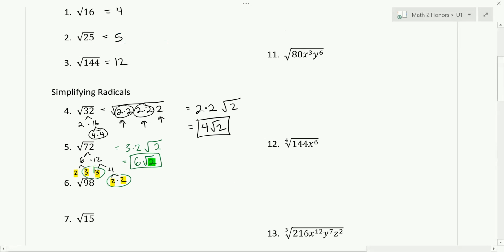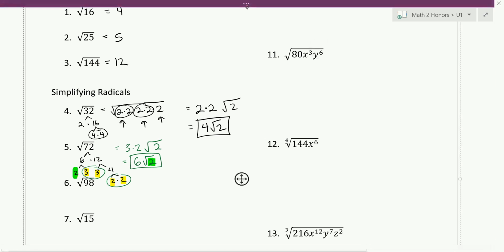So this 2 comes from this one here. I choose the one that's not circled. So the pairs that I circled, I'm able to take the square root of. Because 2 times 2 is 4, and I could take the square root of that. 3 times 3 is 9, I could take the square root of that. This one's left over. I can't take the square root of that one. That's why it's stuck underneath the square root sign. Okay.